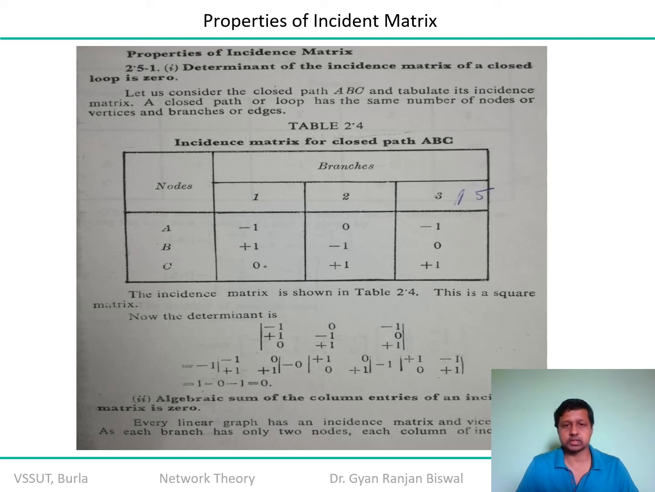So at the first step, this indicates whether the incidence matrix you have prepared with respect to the oriented graph is correct or not. Once you have prepared it, you find the determinant of this matrix, and the determinant should always be zero. If it is zero, then you can say that this is one property which ensures that the incidence matrix you have prepared is mathematically absolutely correct. Number two, the algebraic sum of the column entries of an incidence matrix is zero, which I have already discussed.